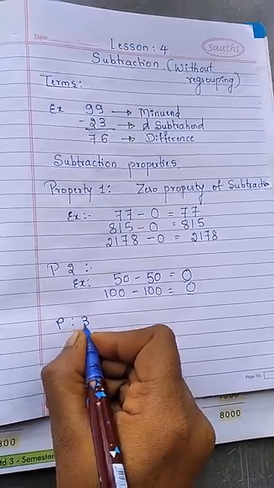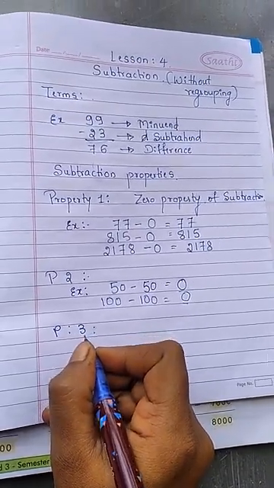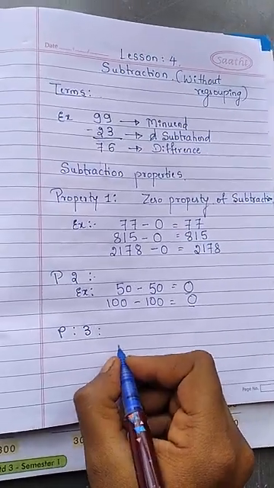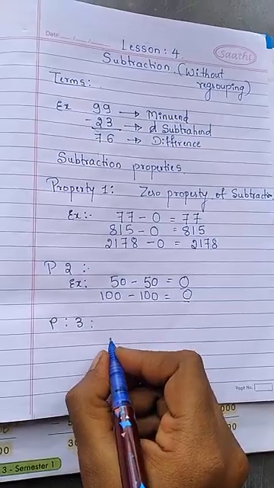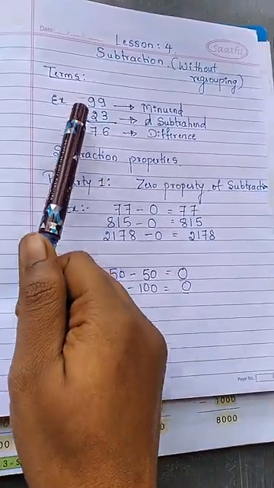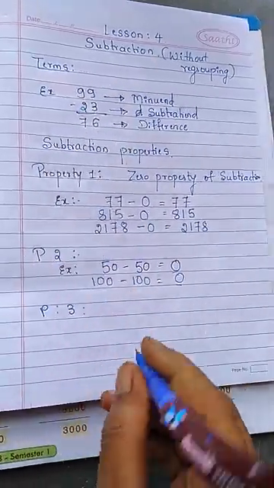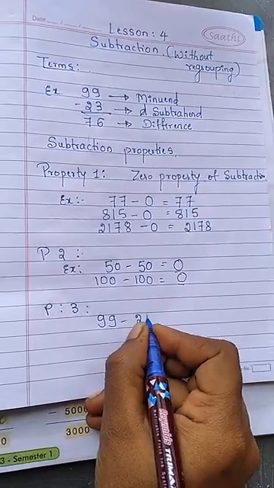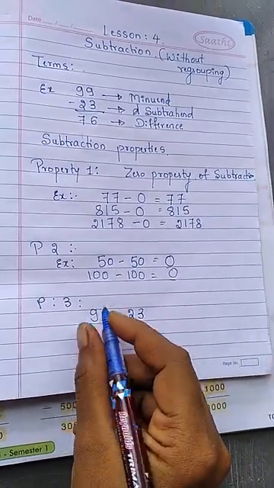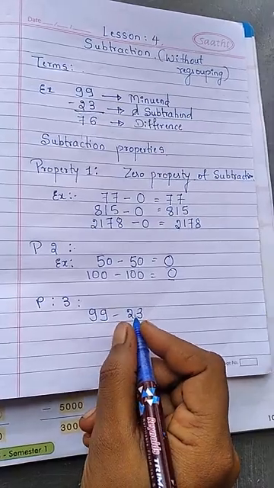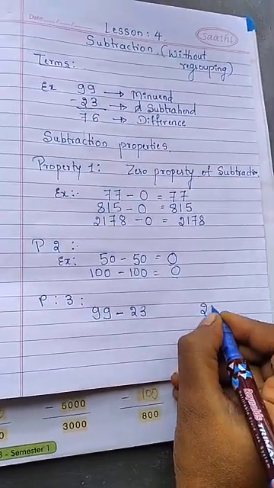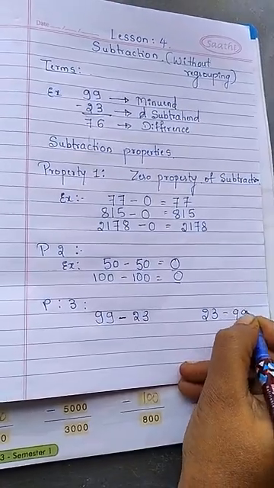Property 3. In subtraction, the order in which the numbers are subtracted is important. For example, I have taken here 99 minus 23. This is the bigger number than this one, so you can easily do the subtraction. You can't do 23 minus 99.